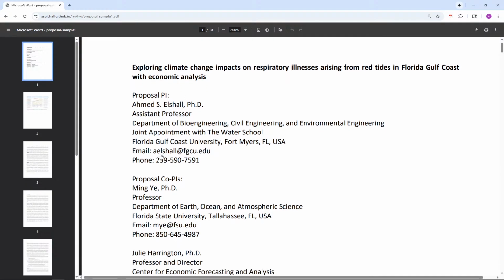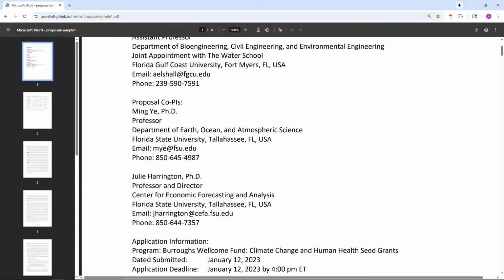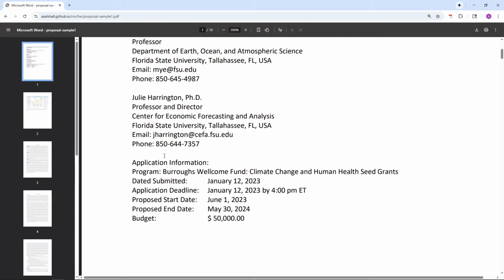This is the PI information. So I put my affiliation. These are the co-PIs who are working with me on the proposal, and then application information. This is the programs that we are applying for. Dates. This is the date when we submitted the proposals. This is the application deadline. We are putting this for ourselves as a reminder of when we should submit this proposal. Start date: we're starting to work on this project starting from this date.